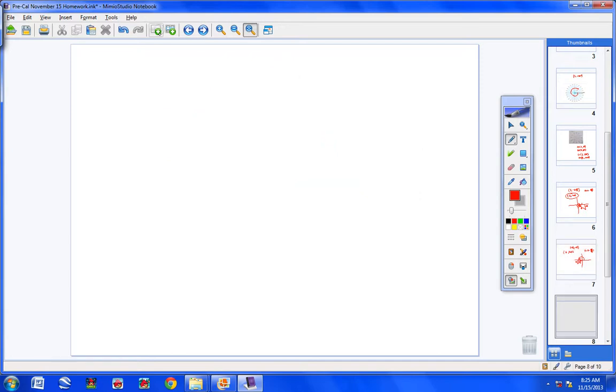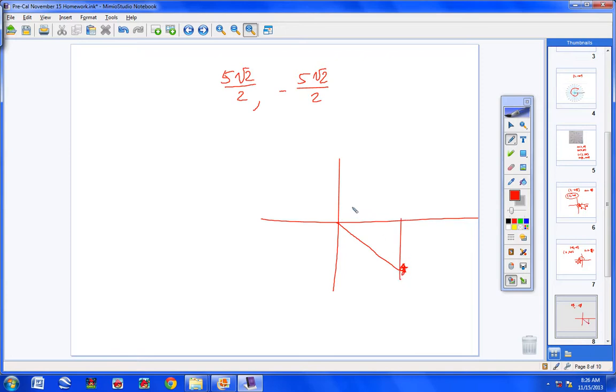25. All right. Number 25 is 5 square root of 2 over 2 comma negative 5 square root of 2 over 2. All right. Now, very quickly, we know we're going to be positive and then negative, so we're going to be over here somewhere. And we know that our length going this way is 5 square root of 2 over 2, and our length going down is 5 square root of 2 over 2. Now we got to find the hypotenuse and then this angle.